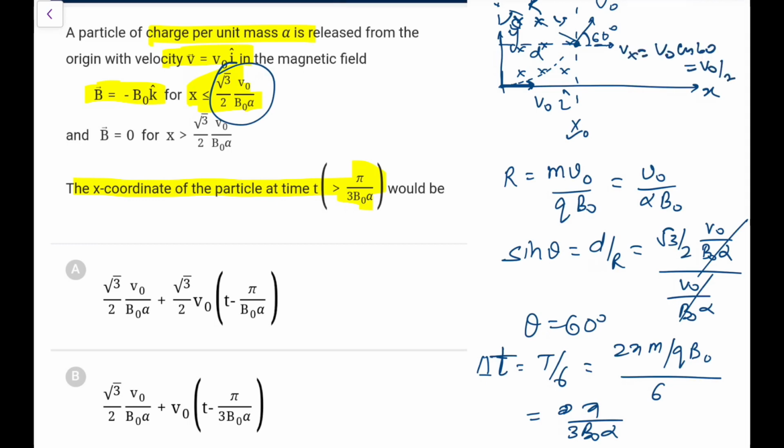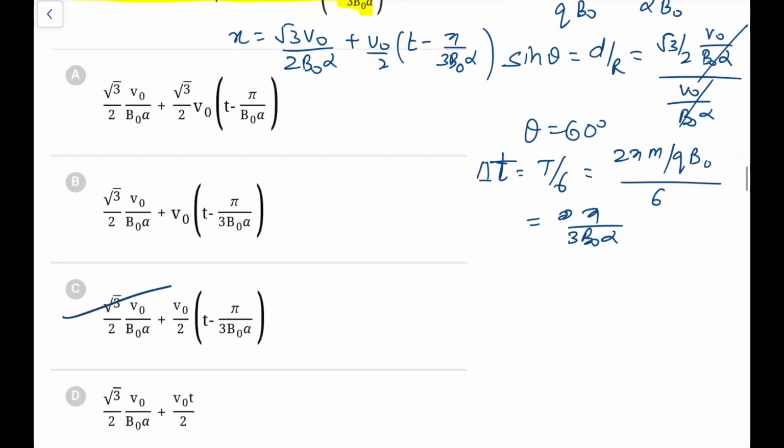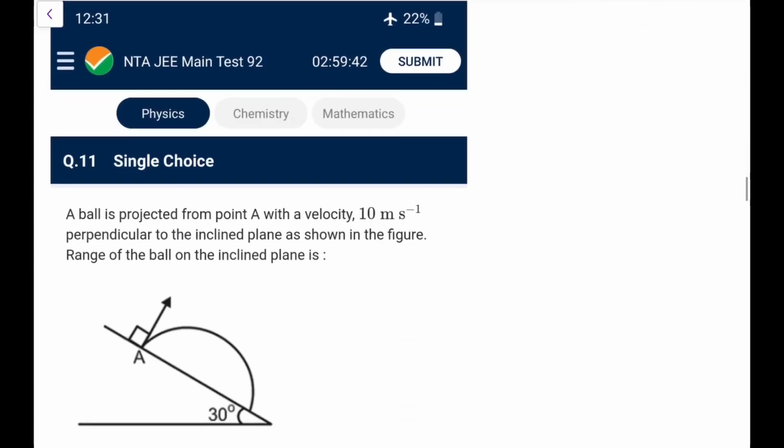So I can directly make out the x coordinate now would be this x naught, which is root 3 v naught upon 2 B naught alpha, plus this v naught by 2 into remaining time, which would be t minus pi upon 3 B naught alpha. So look at the options now. This is not, this is C option. You can go for it. Very nicely designed question.